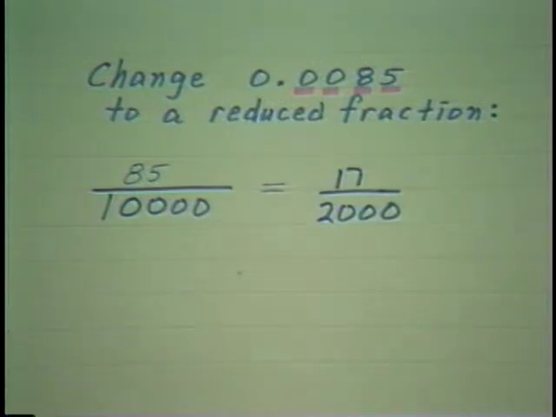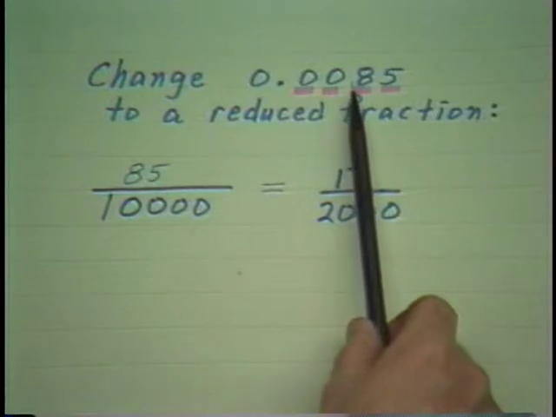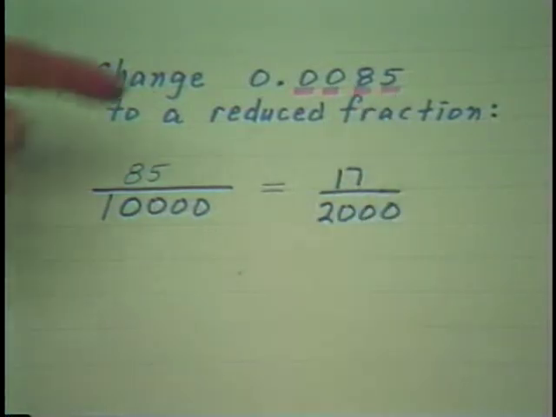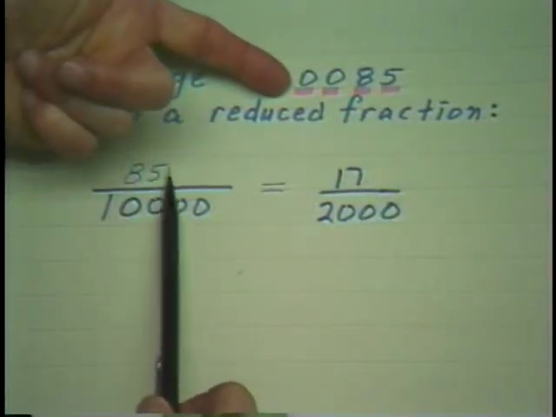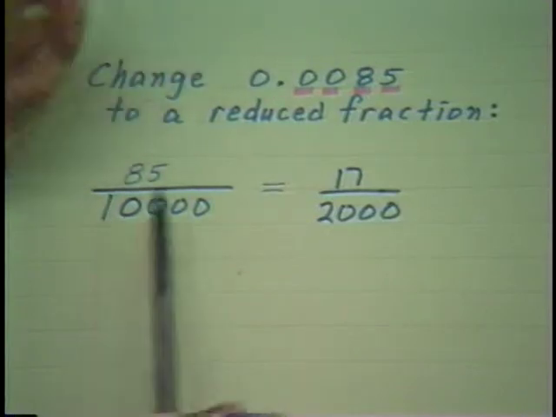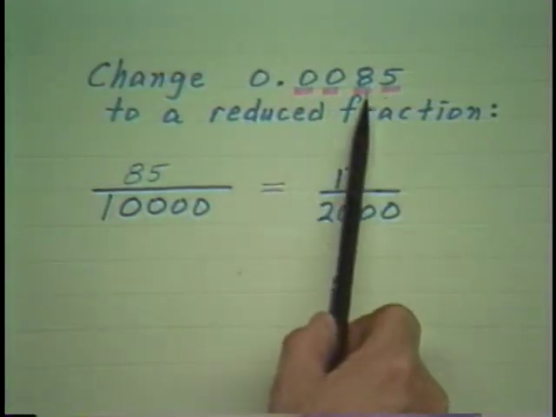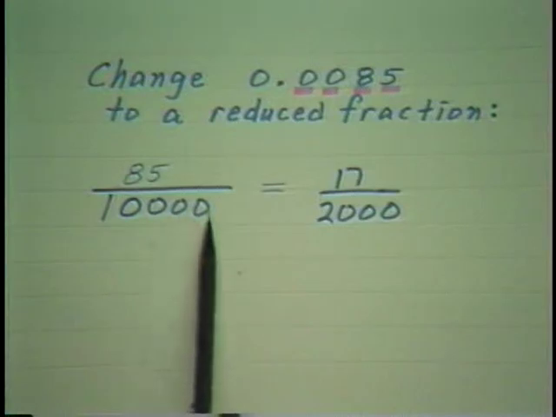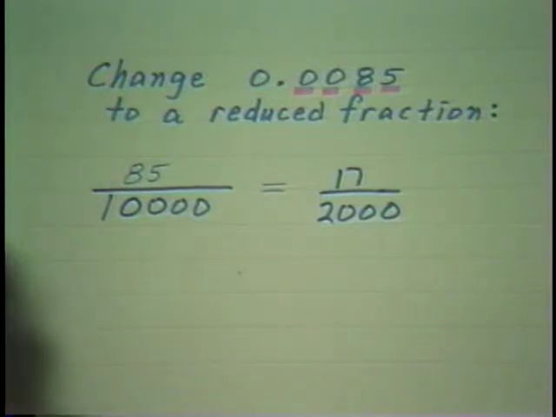So a very simple technique. Once again, say the number without the decimal point, 85 over 1. For each decimal place, append a 0 and then reduce.